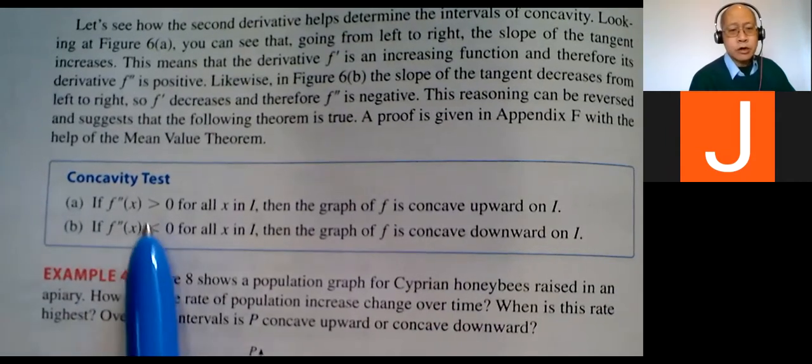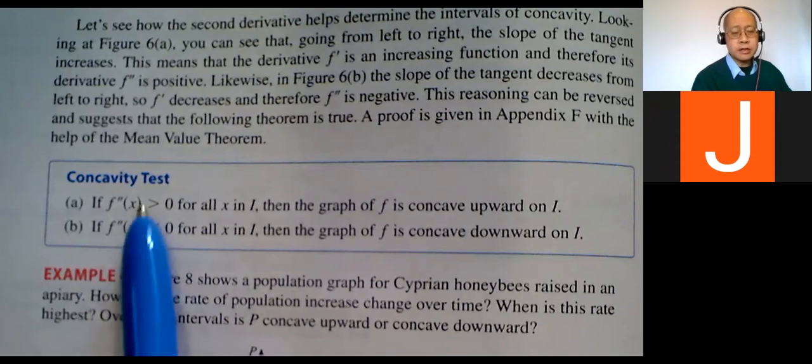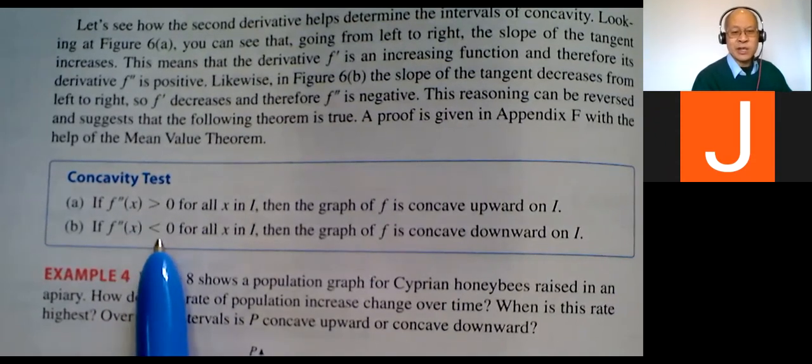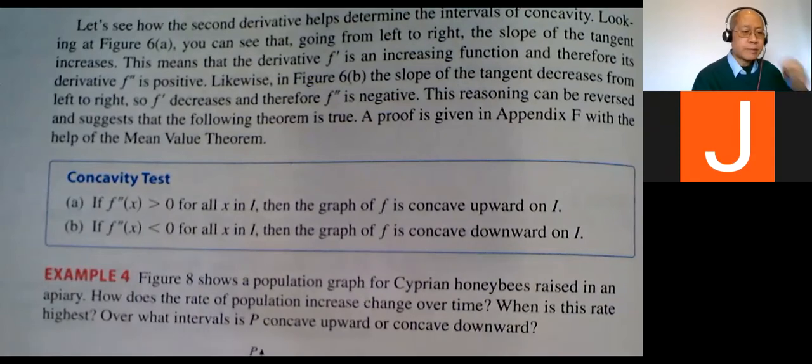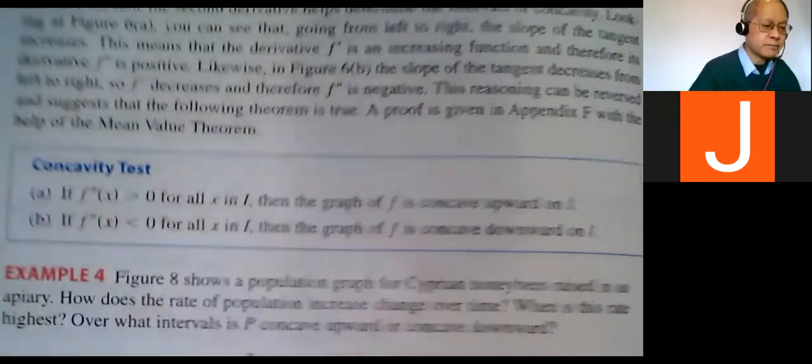All right. Notice that does not cover all possible scenarios, right? What's not on this list? See, I got greater than 0. I got less than 0. What else is there? Equal to 0. What happens if I have equal to 0? That means it's neither concave up nor concave down.